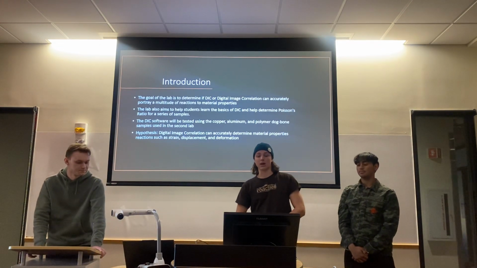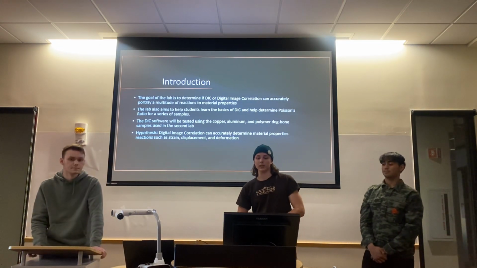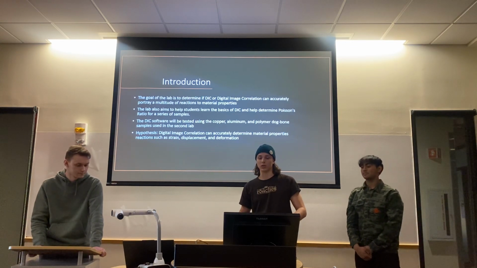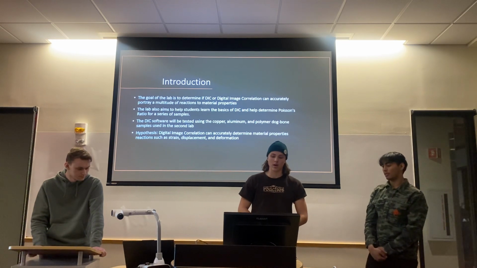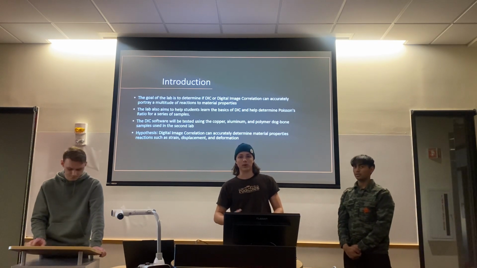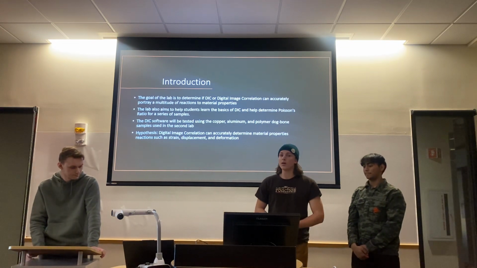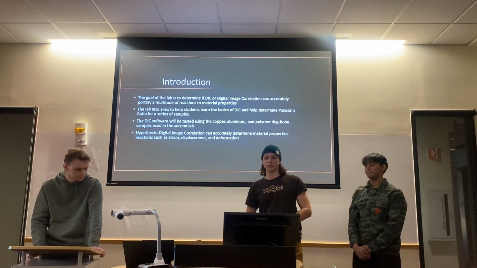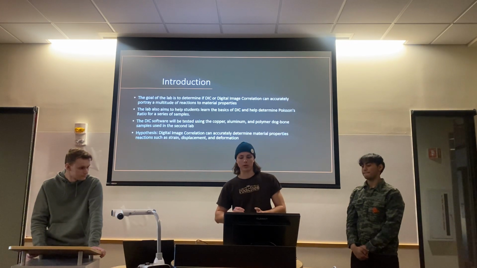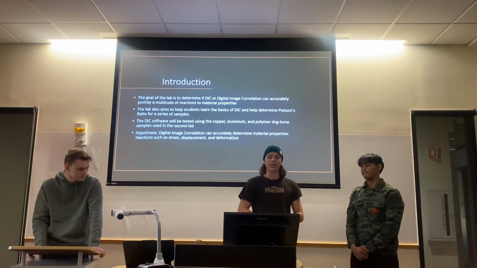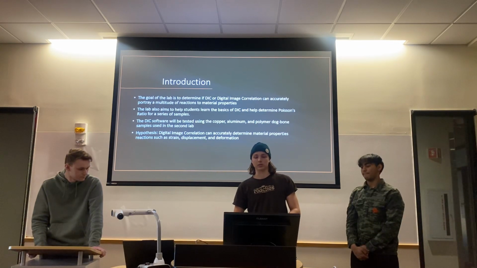Today I'll be discussing with you Lab 4, Digital Image Correlation. To introduce you to this topic, the goal of the experiment is to determine if digital image correlation can accurately portray a multitude of reactions to material properties, and also familiarize students with the DIC software. We will utilize the software to determine Poisson's ratio for a series of samples. These samples will be copper, aluminum, and polymer dog bone samples. We hypothesize that digital image correlation can accurately determine material properties for these said reactions.